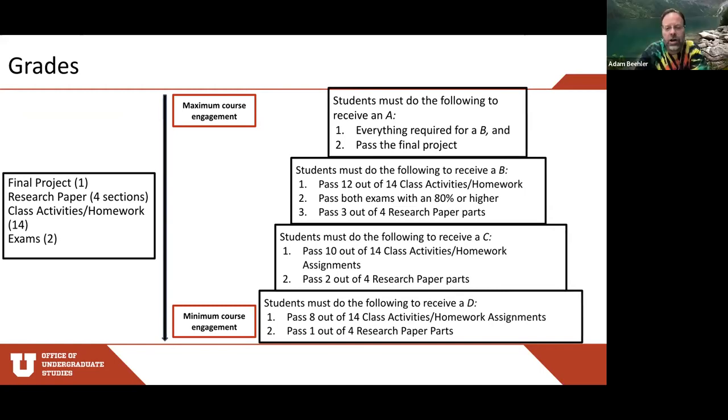I've tried this a couple times, and my biggest hurdle is the following example. Students like this. I like it. But at the end of the semester, using your example here, they say let's look at the B thing. They meet number 1, they meet number 2. Basically, they pass everything, all their activities, all their homework. They ace all the exams, but they only pass 2 out of the 4 research paper parts.